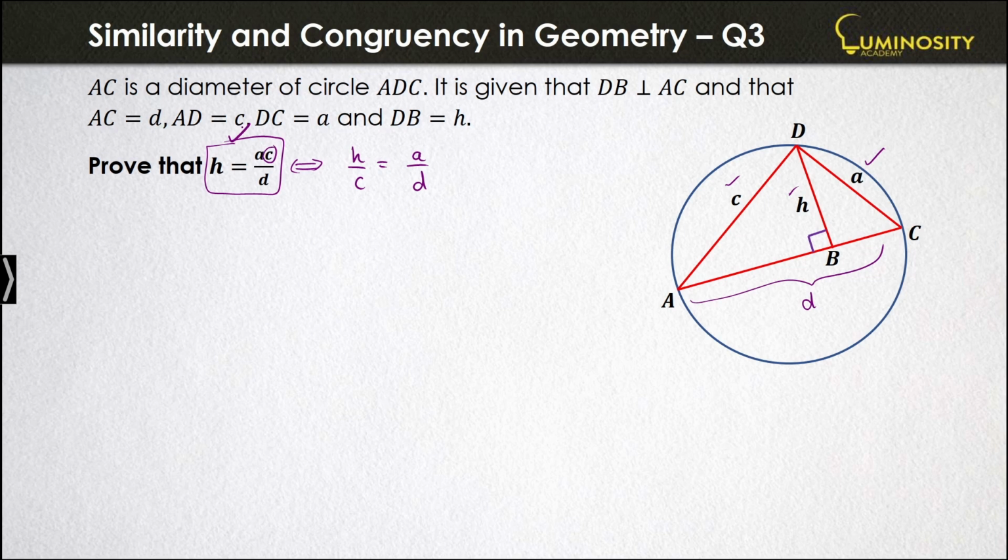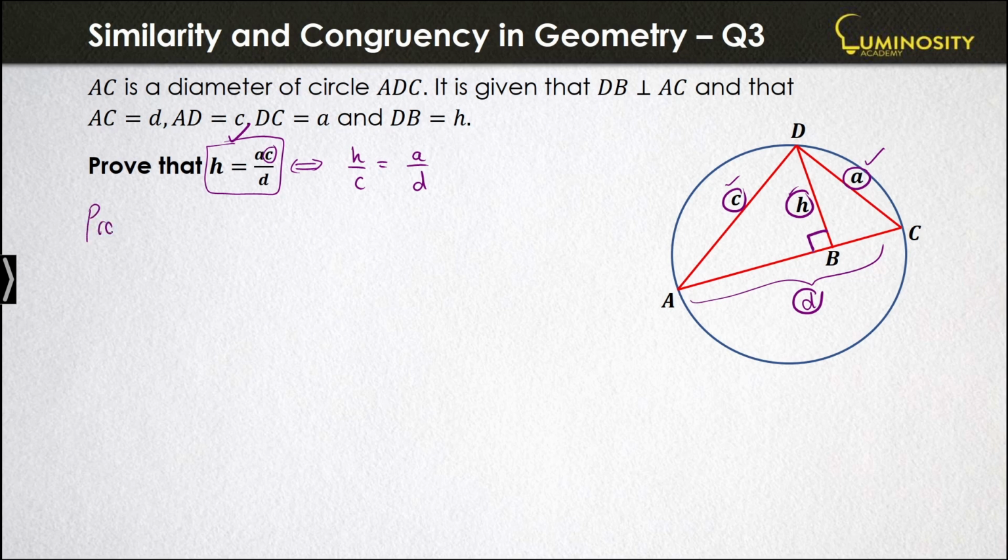Now let's see what two triangles have these lengths, and this will give us the clue of which two triangles to prove are similar. So H and C are in this triangle ADB here, which is a right angle triangle, and then A and D are in this bigger triangle ADC. If I look at triangle ADB, there's a 90-degree here. If I can show another 90-degree in that bigger triangle, that'll help me because I have two angles that are equal. But we know that AC is a diameter.